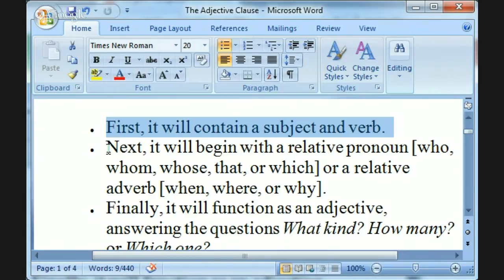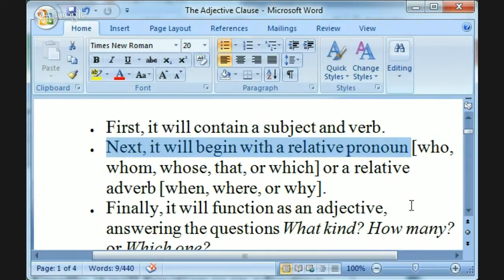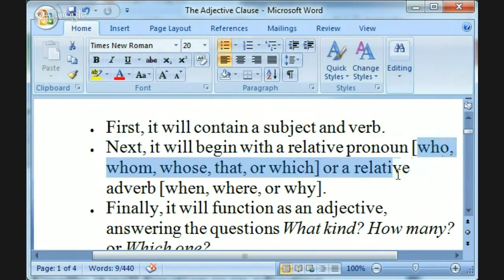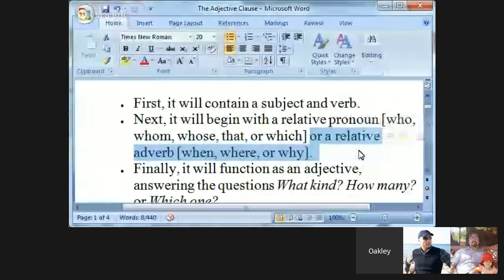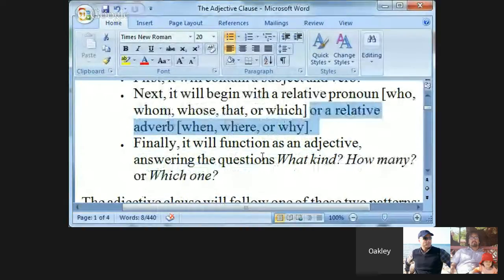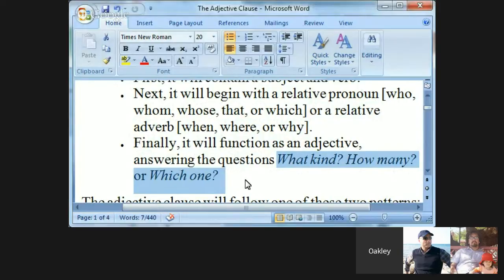Okay. So, back to our lesson, the adjective clause. First, an adjective clause will include a subject noun and a verb. Next, it will begin with a relative pronoun, for example, who, whom, whose, that, or which, or a relative adverb: when, where, or why. So the adjective clause begins with one of these words, and only these words. Finally, the function of a relative clause or an adjective clause is to answer questions: what kind, how many, or which one. It functions as an adjective. That's the key.